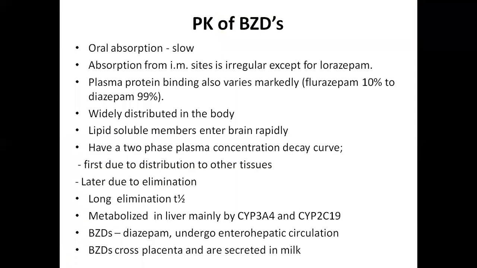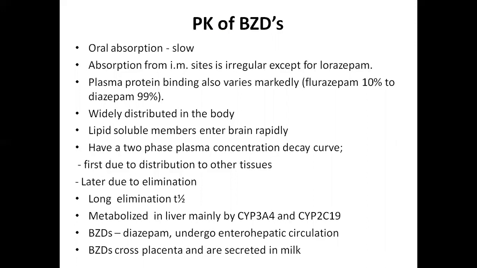Coming to the pharmacokinetics, they have a slow oral absorption. Absorption from IM sites is irregular except for lorazepam. They have a high plasma protein binding, which varies markedly from one benzodiazepine to another. Like flurazepam has 10% plasma protein binding, however diazepam has 99% plasma protein binding. They are widely distributed in the body, and they are lipid soluble and enter the brain rapidly.